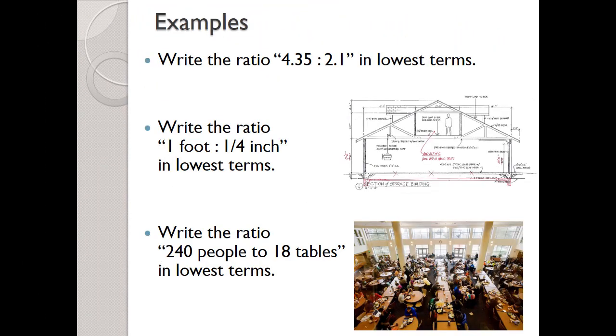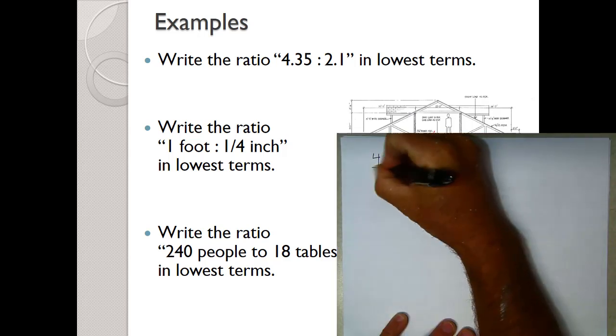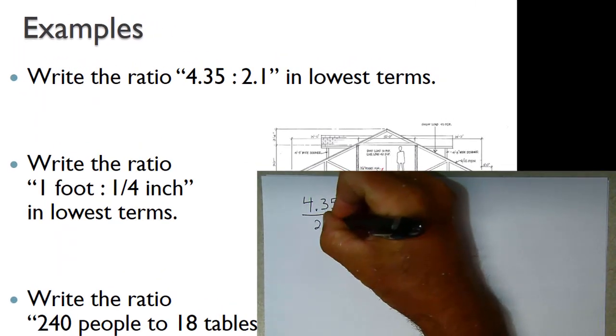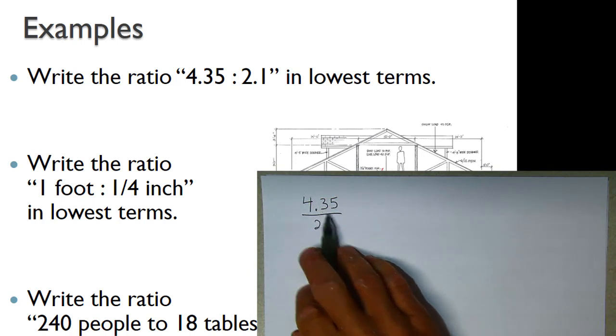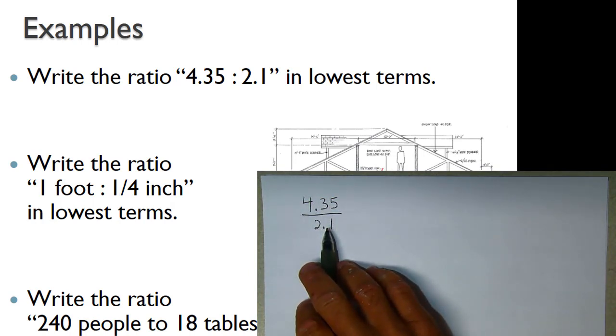So let's take a look at a couple more examples here. Let's write the ratio 4.35 to 2.1 in lowest terms. Well, again, we start by taking 4.35 and putting it over 2.1. Write it as a fraction. Now, this ratio has decimals in it, and we don't like that. We're going to see that when we're working with gear ratios in our next lesson as well.